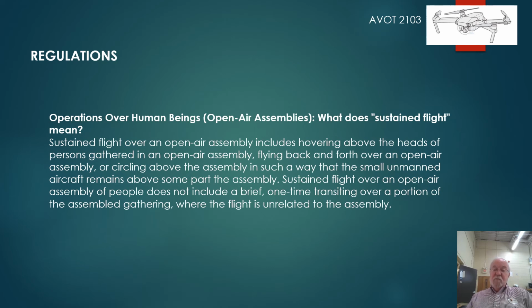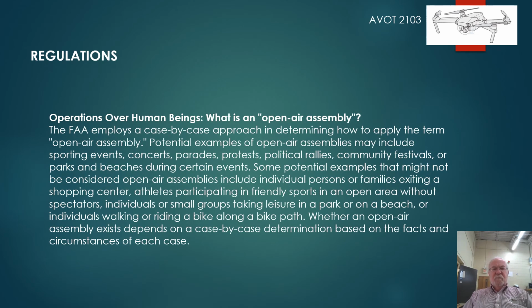Okay, so if you pass over a group, apparently it's okay. If you're passing over the group intending to use that as a way to record images for the purpose of the assembly, that is a gray area that could be classified as doing it related to the assembly. So flying over a group of people is fine, but sustained flight means hovering over that. I don't have any more to comment about that.